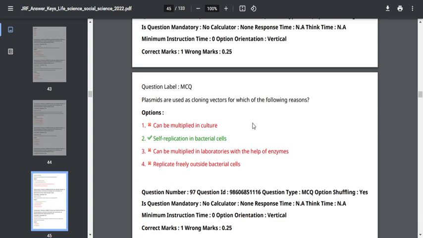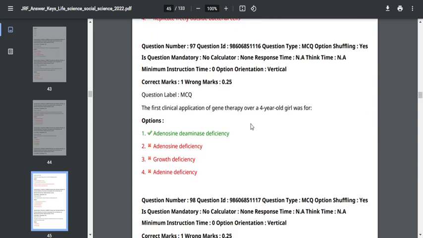Plasmids are used as cloning vectors for which of the following reasons? Because plasmids are extrachromosomal circular DNA. They have the capacity to autonomously replicate, so they have an immense capacity to self-replicate inside the bacterial cell.